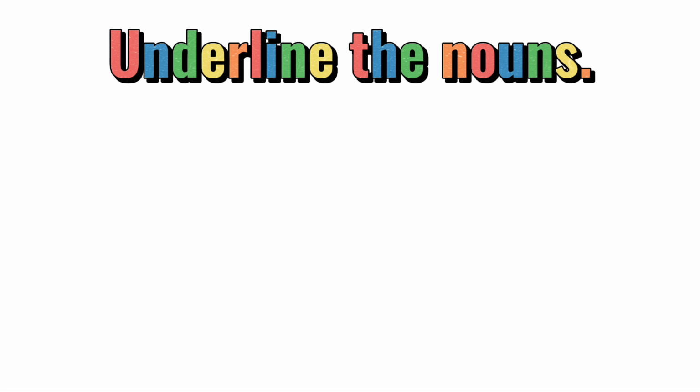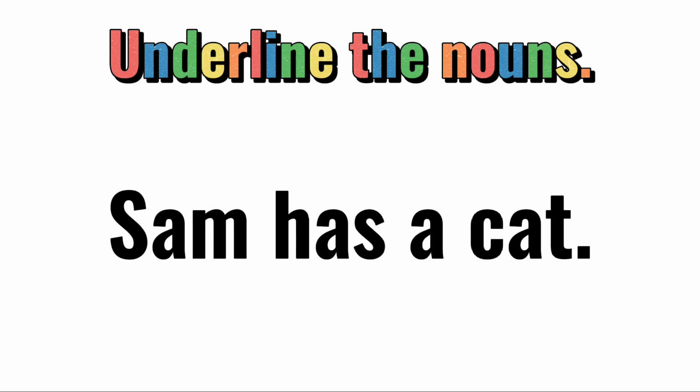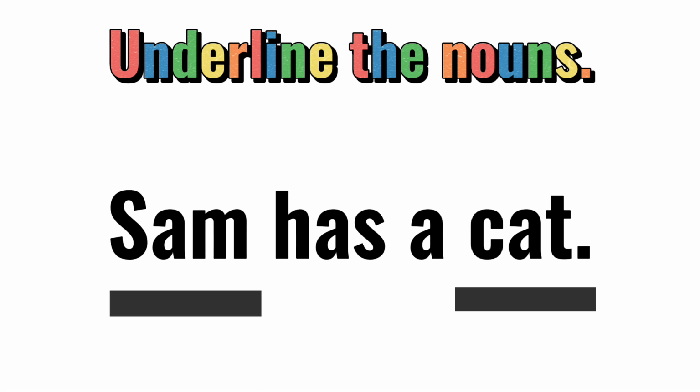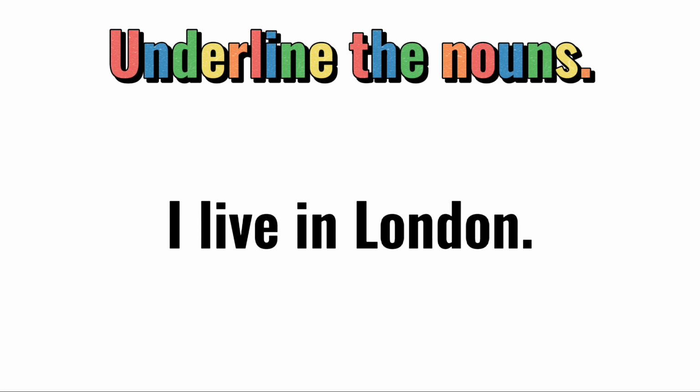Underline the nouns. Sam has a cat. Sam is a noun. It refers to the name of a person. Cat is also a noun. It refers to an animal. I live in London. London is a noun. It is the name of a city.